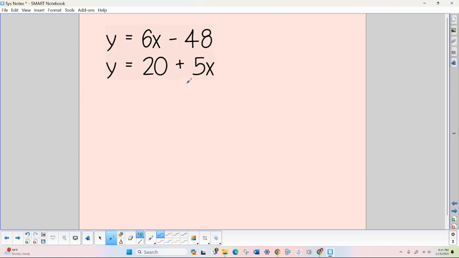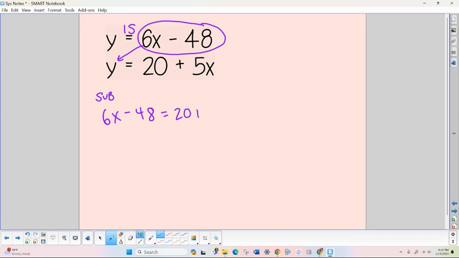Okay, so when we look at this problem here, notice that they're both starting off with y equals. You know that y is both of these. So we're going to take one of these and basically put it into the other y. So the substitution step here looks different. I'm not going to have any multiplication or parentheses to substitute it into. It's going to look set up like this.